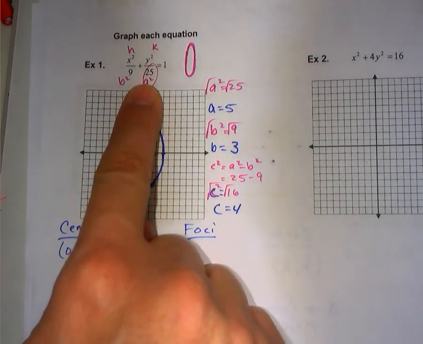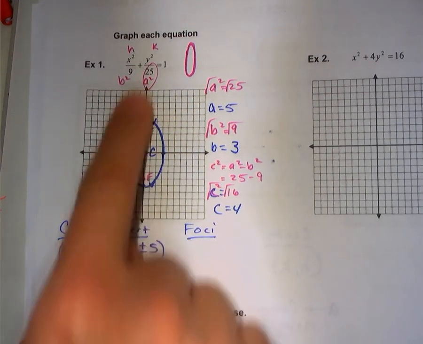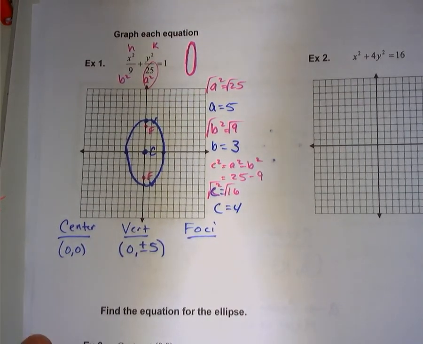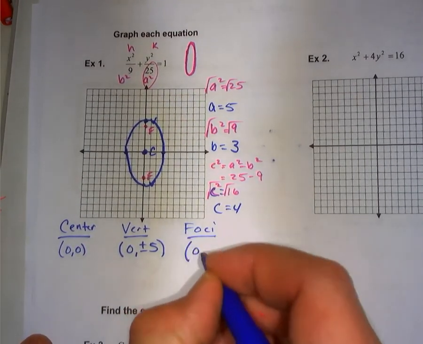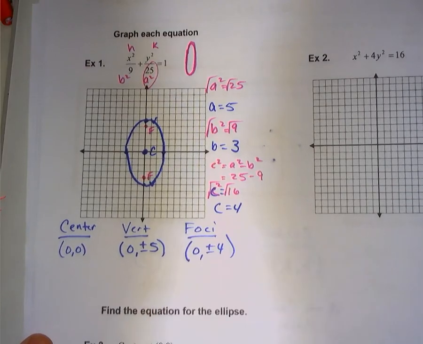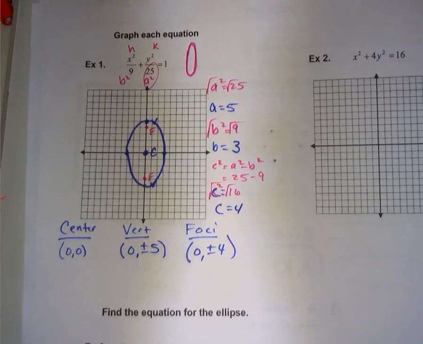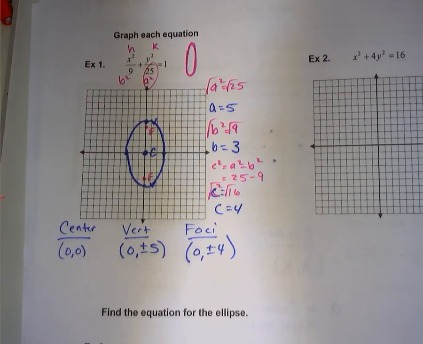Your major axis is the y-axis with your major vertices, and that foci belong on there. So foci, we went up and down 4. That's 0, comma, plus or minus 4. Guys, have any questions with example 1? We okay?